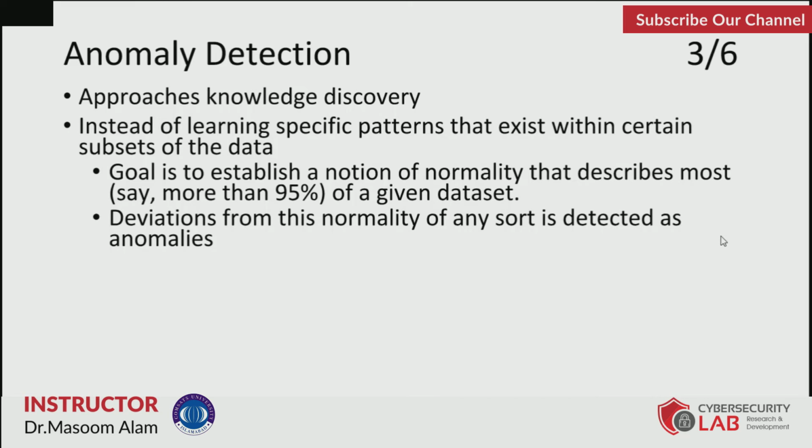On the other hand, anomaly detection is an approach which works on knowledge discovery. Instead of learning the specific patterns that exist within a subset of the data, we tell the machine that this is the normal behavior, for example, and then ask the machine to identify the abnormal behavior. The abnormal behavior can have an infinite set of patterns that are not actually recognized by the machine.